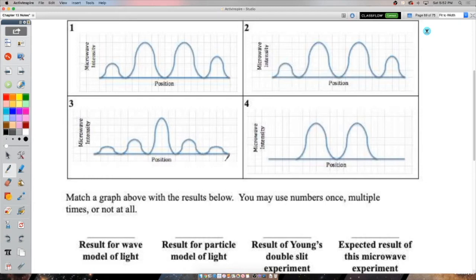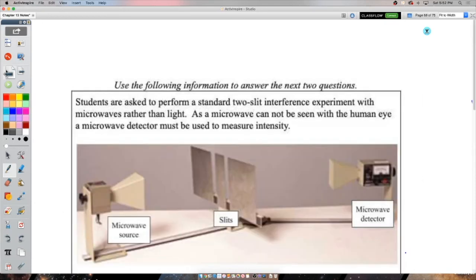And then smaller and smaller intensities as we go out, but bright, dark, bright, dark, bright, dark. So, hey, that's what we should see with a wave model. What about for a particle model? Let's look at the picture again, okay?